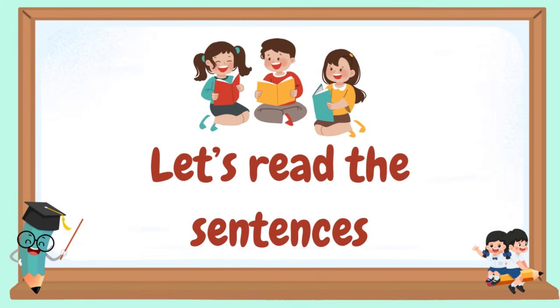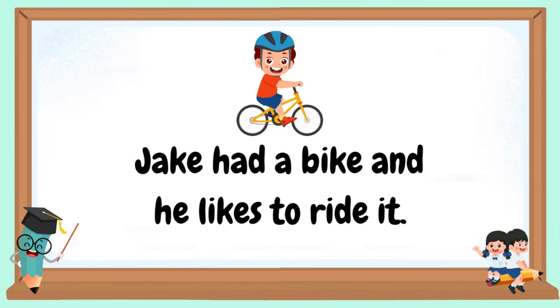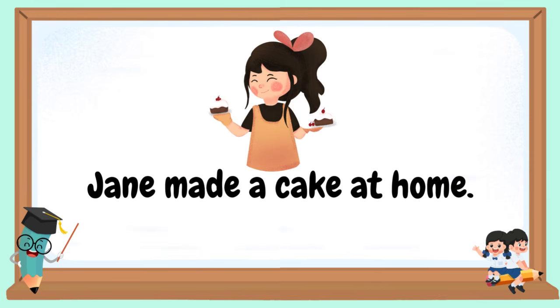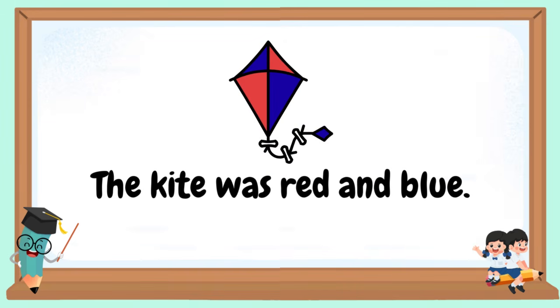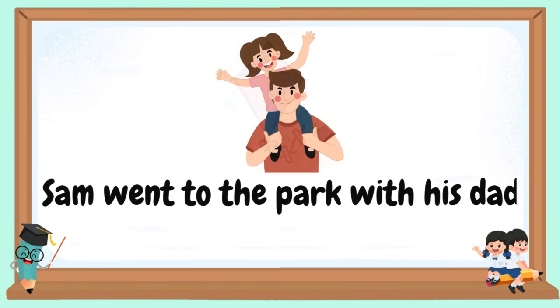Let's read the sentences. Jake had a bike and he likes to ride it. Jane made a cake at home. The kite was red and blue. Sam went to the park with his dad.